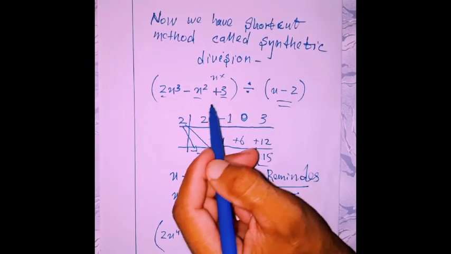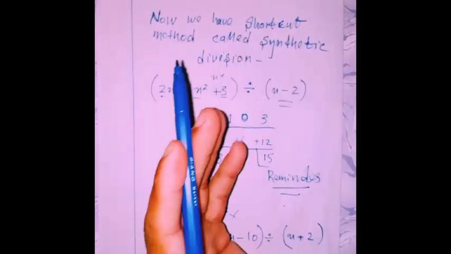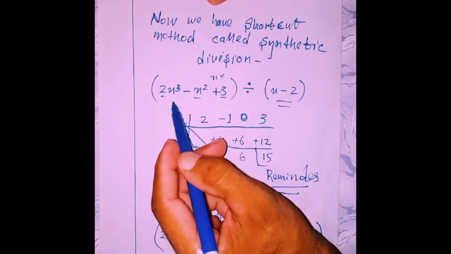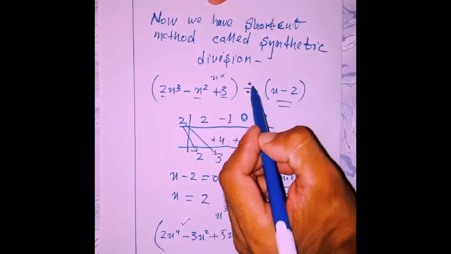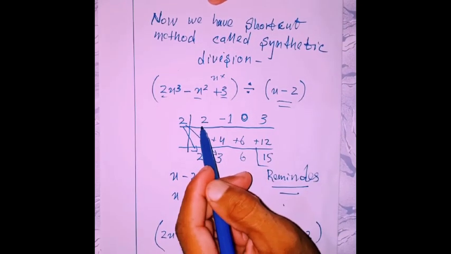Synthetic division is the same as long division. Synthetic division is a shortcut method. I mean, here if we are given 2x cube minus x square plus x, and we have to divide by x minus 2, we have a very simple method.